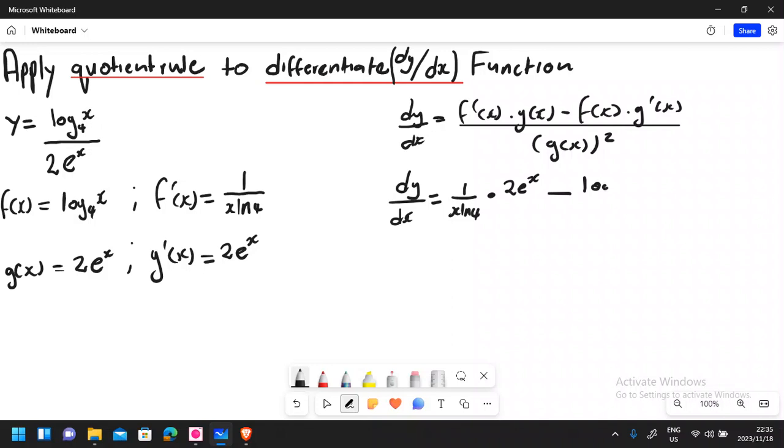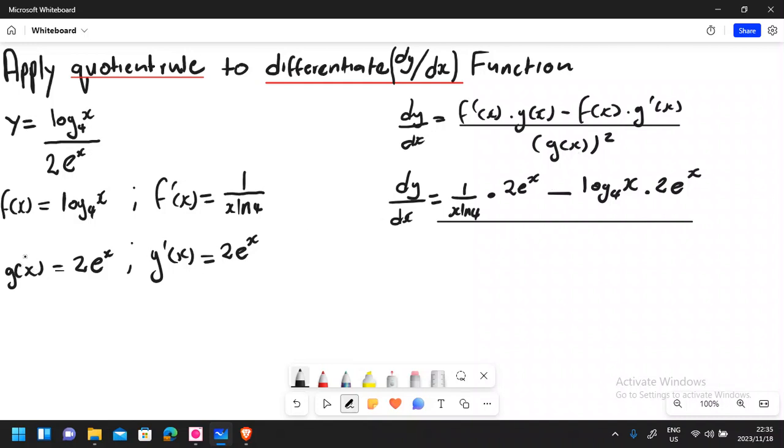Right, log base 4 of x, and then multiply by the derivative of g of x. So the derivative of g of x is 2e to the power of x. So multiply by 2e to the power of x. All this is divided by g of x squared.